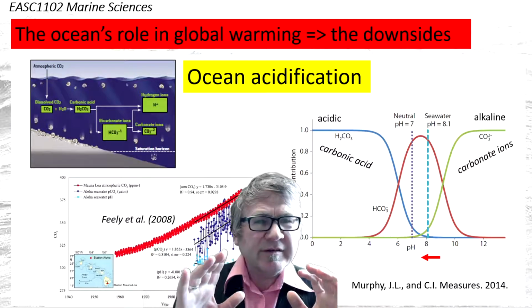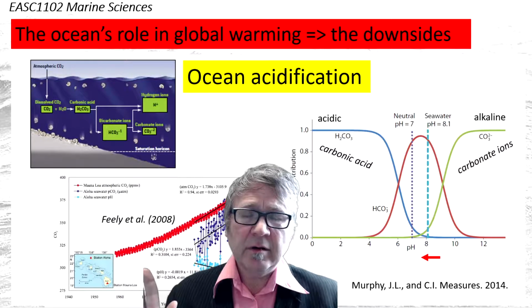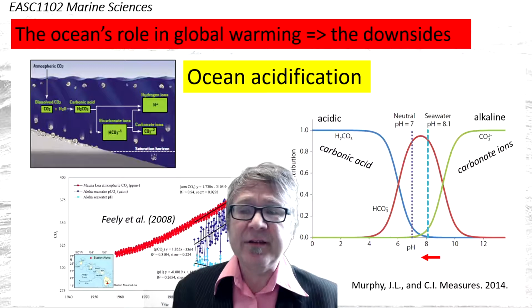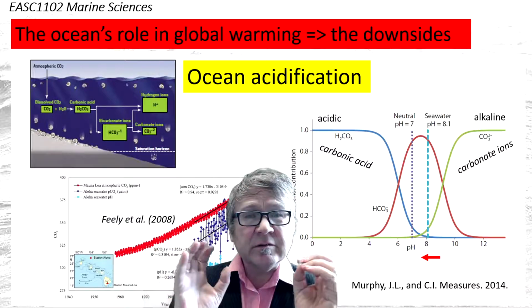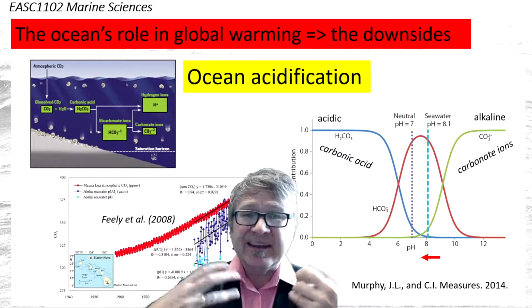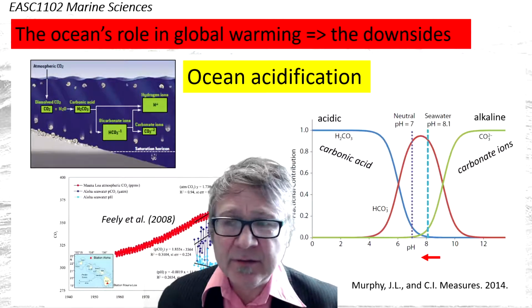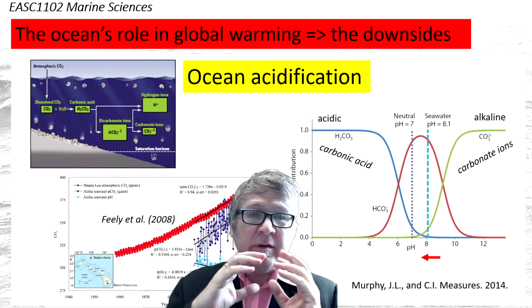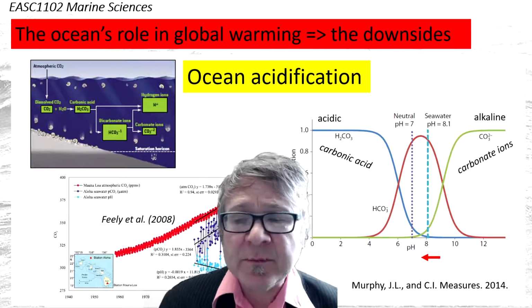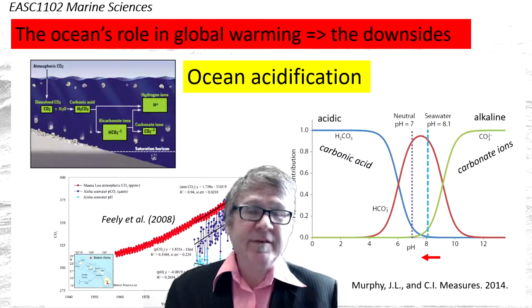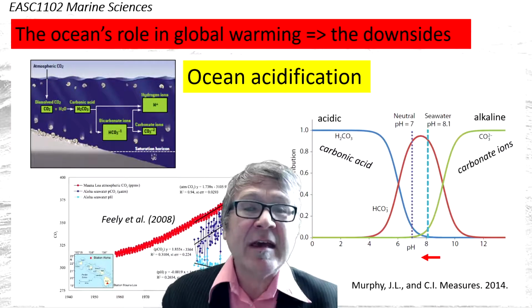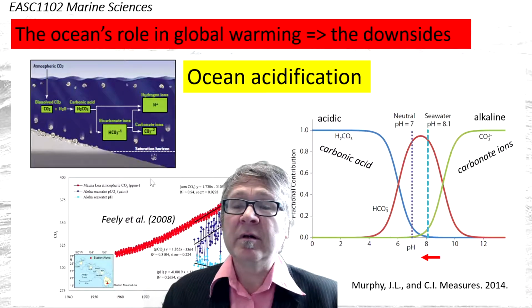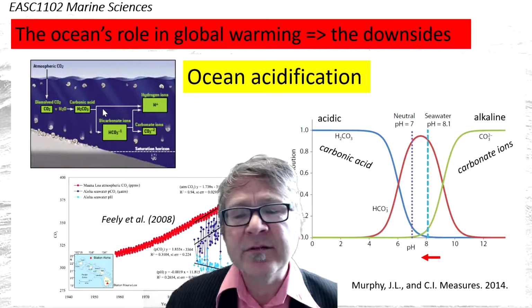Now let's come to one of the downsides of global warming in the ocean, which we call ocean acidification. It's to do with the chemical reactions that happen if you move CO2 from the atmosphere into the ocean. So what happens after the uptake of CO2 by the ocean is shown here on the top diagram. It's a chain of chemical reactions.